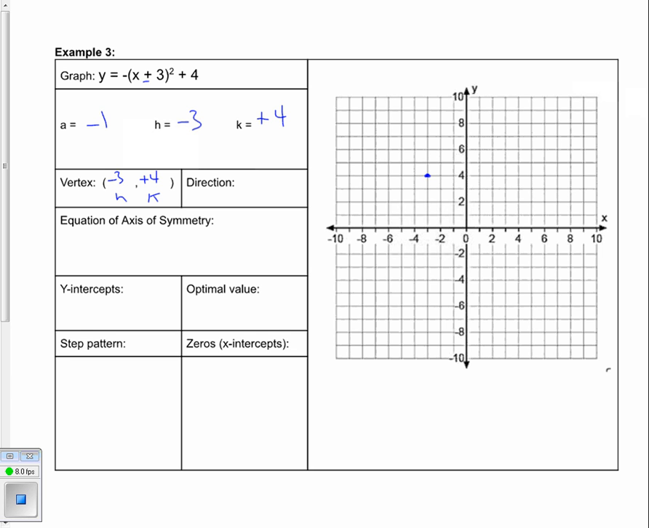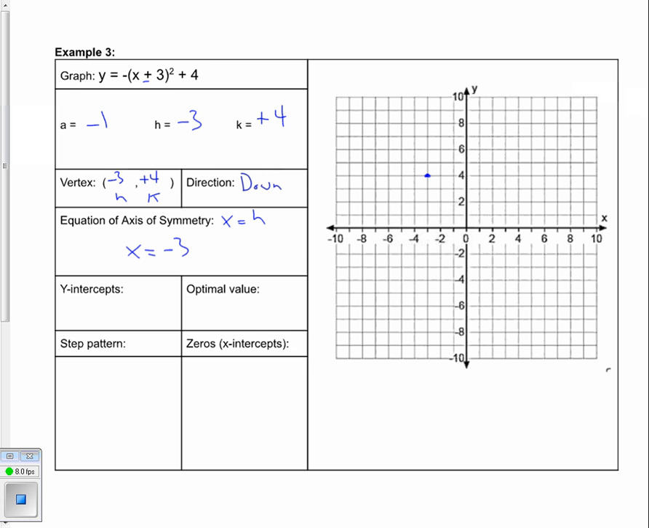So (-3, +4) is right here. The direction of opening, because the a value is negative, is going to go down. The equation of the axis of symmetry is always x equals h. So the h value here is -3, so the axis of symmetry is x equals -3.